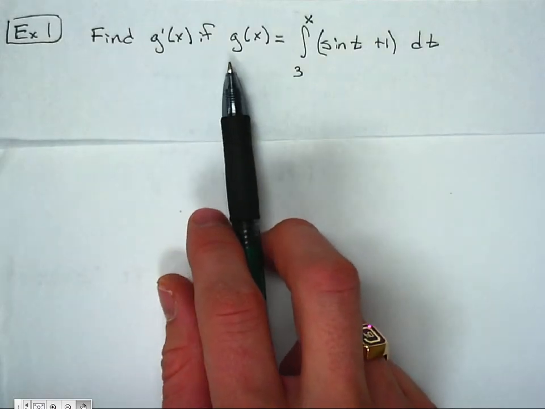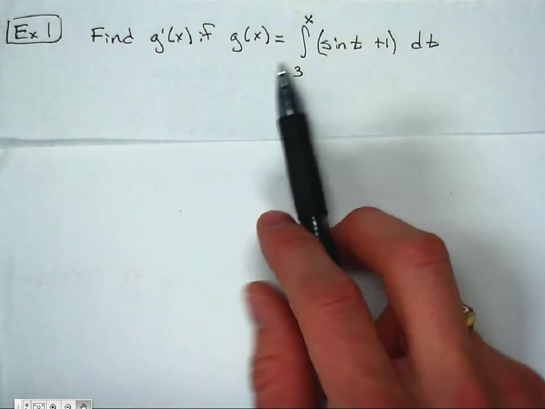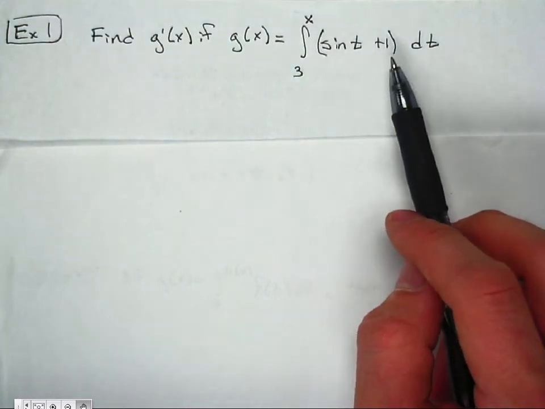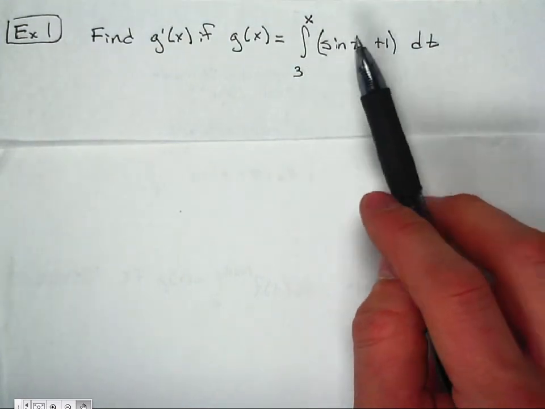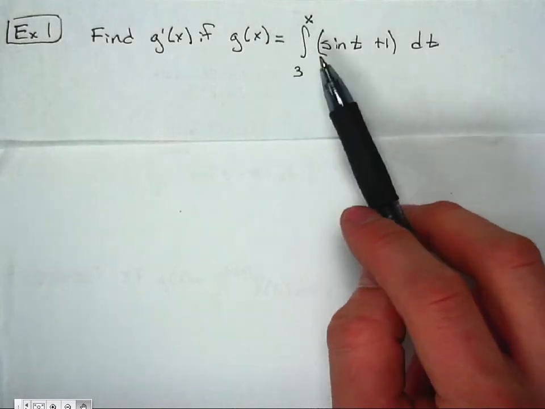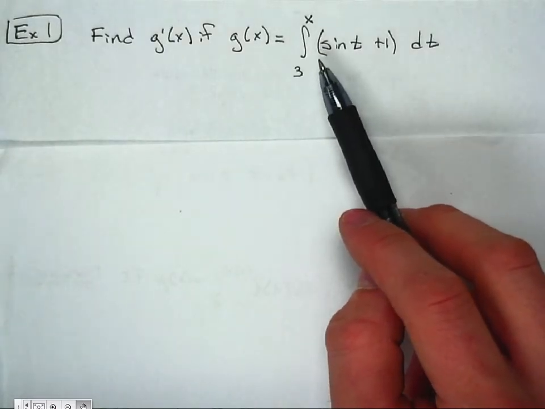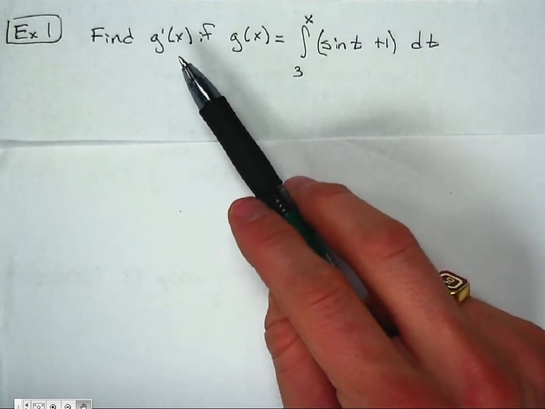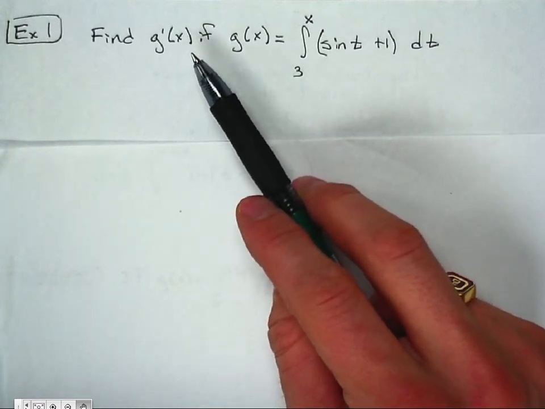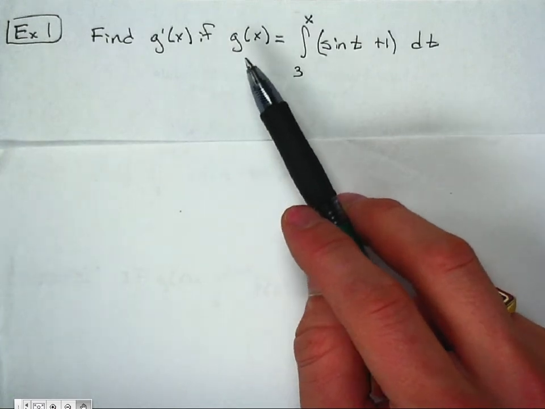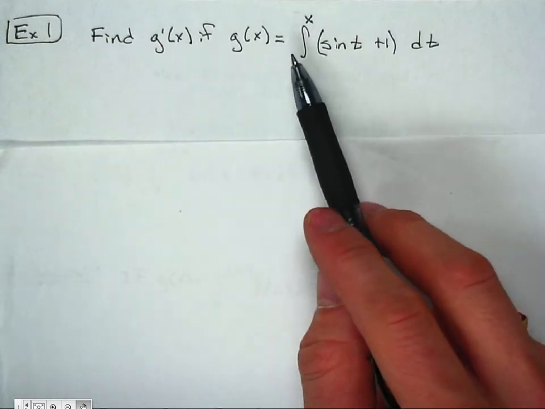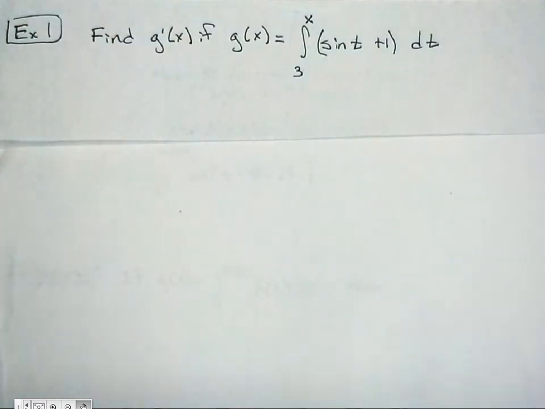And so a quick example, a couple of them here: we have find g prime, so find the derivative, if the original g is equal to the definite integral from 3 to x of sine of t plus 1. And so you have a function written as a definite integral. Lots of things you can do with that, but what we're actually asked to do is find the derivative of it. So that applies this inverse process concept very easily, very quickly. We're asked to find the derivative of an integral. Since those are inverses, it's very easy to do.